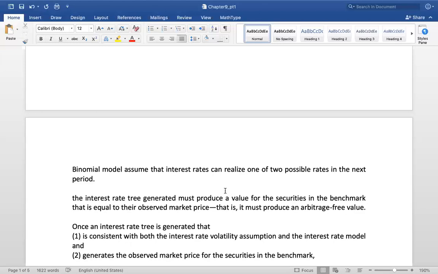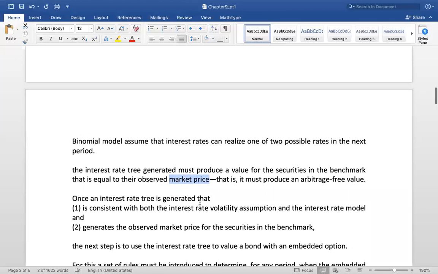There are even more complex interest rate models. The interest rate tree generated must produce a value for the securities in the benchmark that is equal to their observed market price. That is, it must produce an arbitrage-free value. So the purpose of our interest rate tree and then the valuation tree is to get the value equal to the market price. Once an interest rate tree is generated, it should have these two characteristics: it is consistent with both the interest rate volatility assumption and the interest rate model, and it generates the observed market price for the securities of the market.